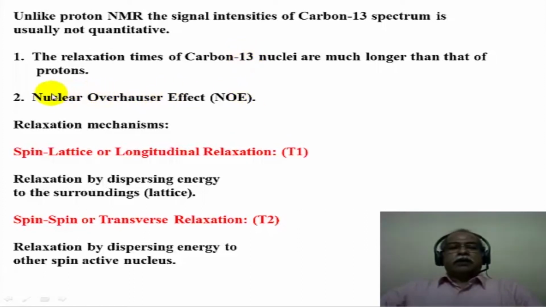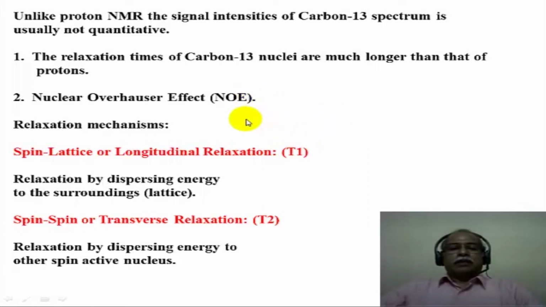In addition to that, the nuclear Overhauser effect also plays a role. Different carbons have different amounts of nuclear Overhauser effect, or the enhancement due to the nuclear Overhauser effect. So because of these 2 reasons, the signal intensities are not proportional to the number of carbons that are present under the different chemical environments.